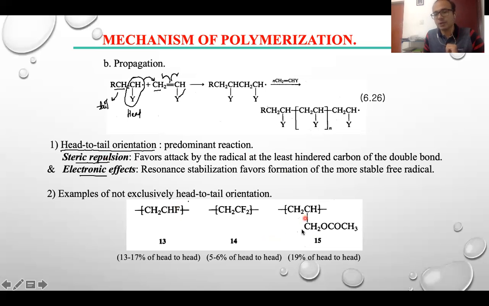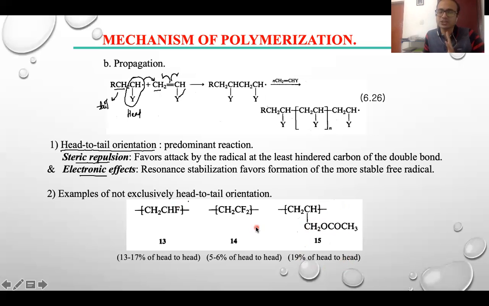Here again, probably the electronic effect, because the radical is not very well stabilized by this group. And apart from that, since it's not a group here, but it's a CH2 and ester group here. So once you write the three-dimensional orientation, the ester can point in this particular direction, thus not interfering with the combination of the other radicals. So probably that's why this also shows some percentage of head-to-head orientation.